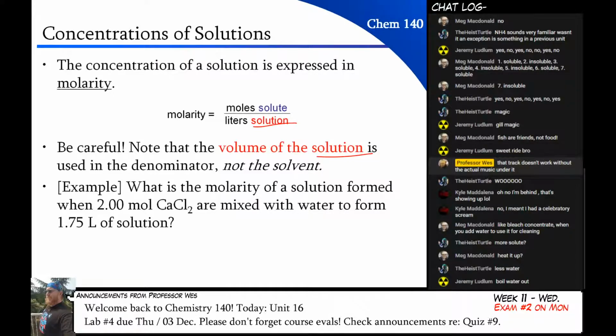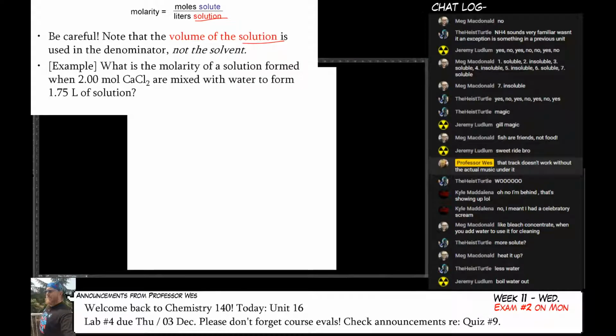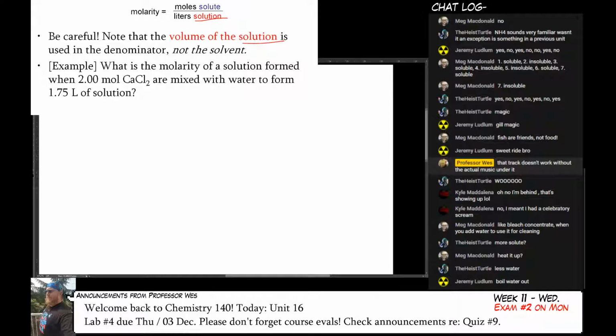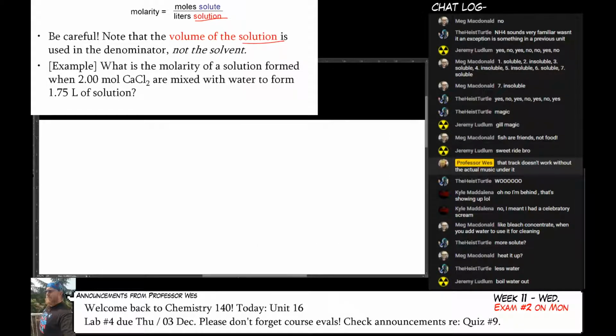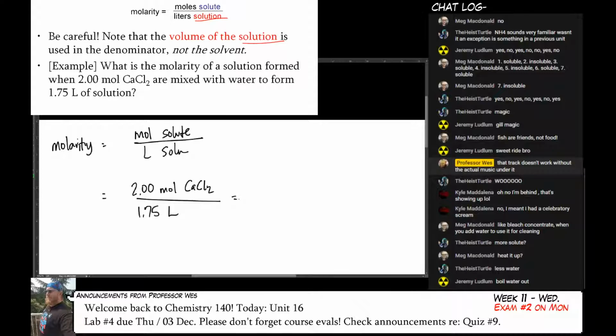Okay? So, let's go over here. That didn't work. There we go. All right, there we go. So remember that the definition of molarity is equal to moles of solute over liters of solution. And so I know that I have 2 moles of calcium chloride. And the volume of my solution in liters is 1.75 liters. So all I have to do is divide these two numbers. That's easy enough, right? 1.142.